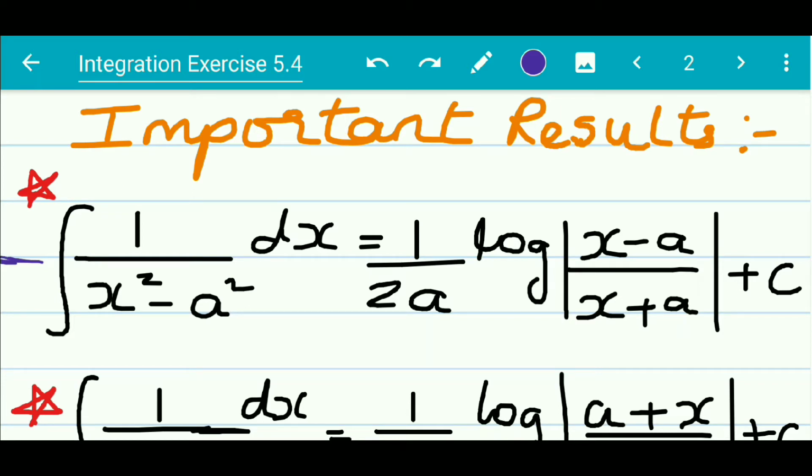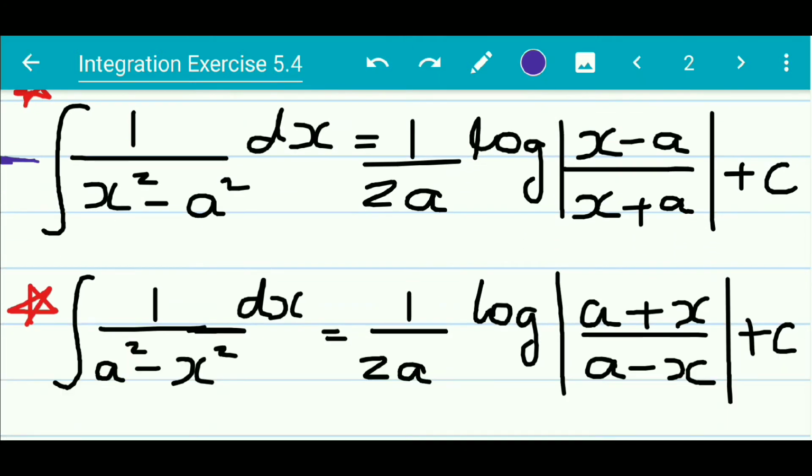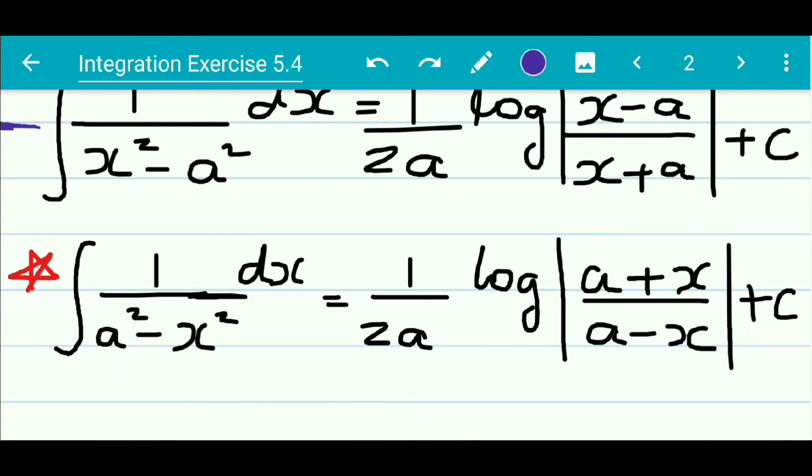The first one is integral of 1 upon x square minus a square dx. The answer for this integral comes out to be 1 upon 2a log mod of x minus a upon x plus a plus c. And the second formula which we are going to go through is this one. That is the integral of 1 upon a square minus x square dx is equal to 1 upon 2a log a plus x upon a minus x plus c.